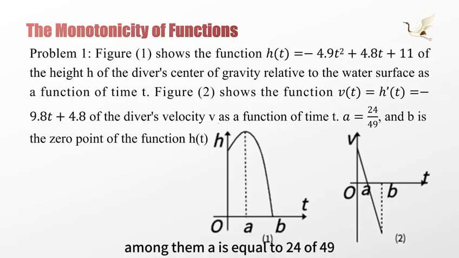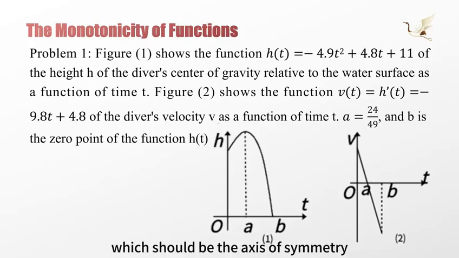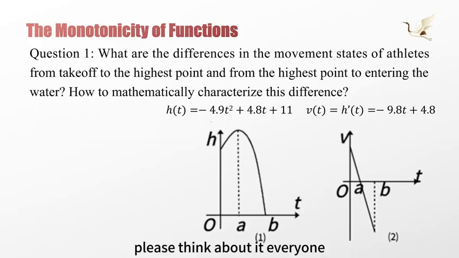Among them, a is equal to 24/49. b is the zero point of the function h(t). Actually, we know through calculations that x equals a should be the axis of symmetry of the h(t) function graph. At this point, t takes all real numbers. Of course, it can also be seen that a is also the zero point of the function v(t). Please think about it, everyone.